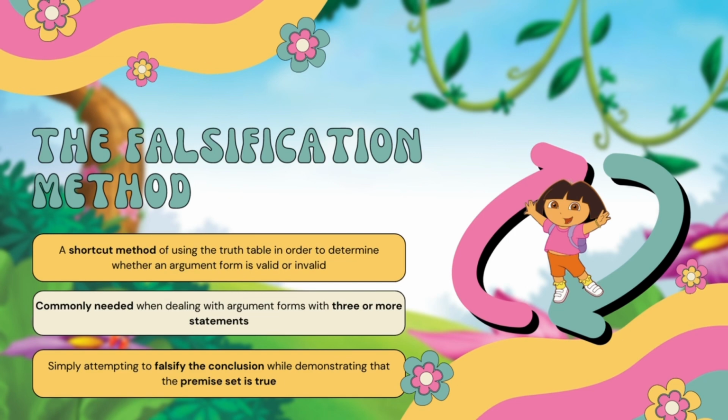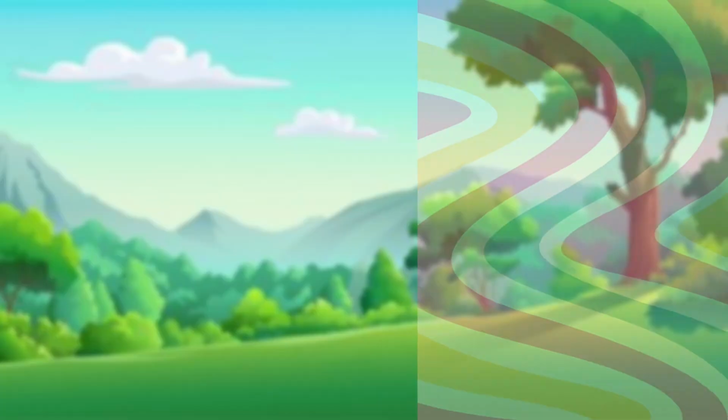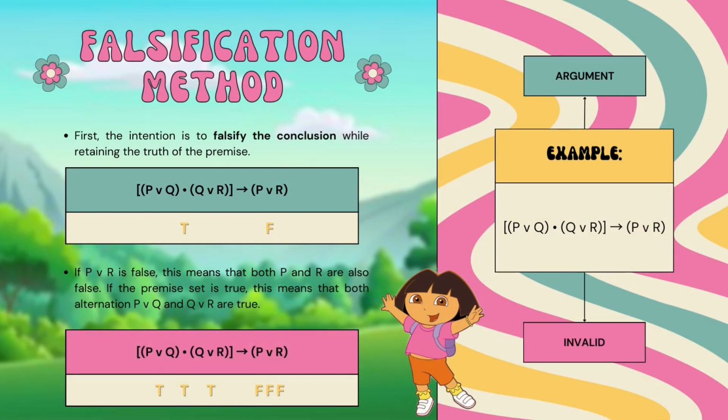This method is commonly needed when dealing with argument forms with 3 or more statements, which is called the falsification method. This method capitalizes on this by simply attempting to falsify the conclusion while demonstrating that the premise set is true. Let us consider this argument: If P or Q and Q or R, then P or R. First, the intention is to falsify the conclusion while retaining the truth of the premise set like this.